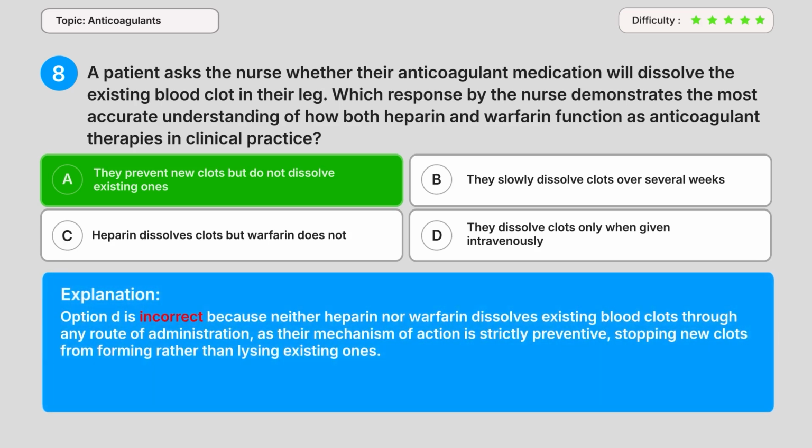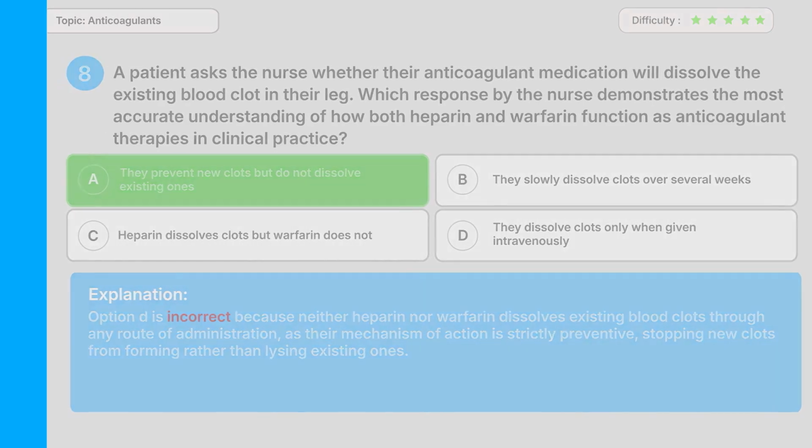Option D is incorrect because neither heparin nor warfarin dissolves existing blood clots through any route of administration, as their mechanism of action is strictly preventive, stopping new clots from forming rather than lysing existing ones. Patients ask this question all the time, and it gets tested because so many people misunderstand what anticoagulants actually do. Heparin and warfarin are anticoagulants.